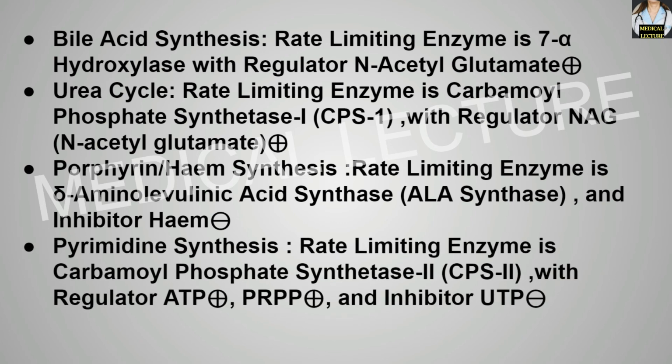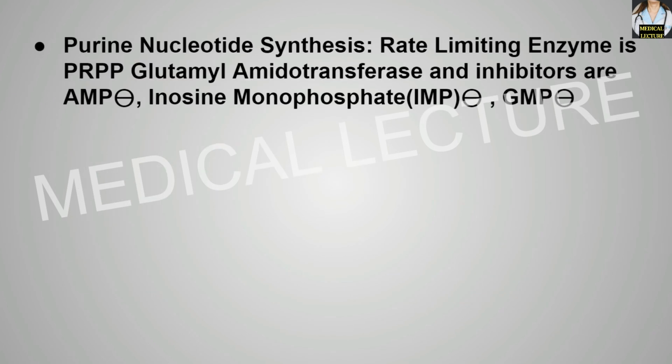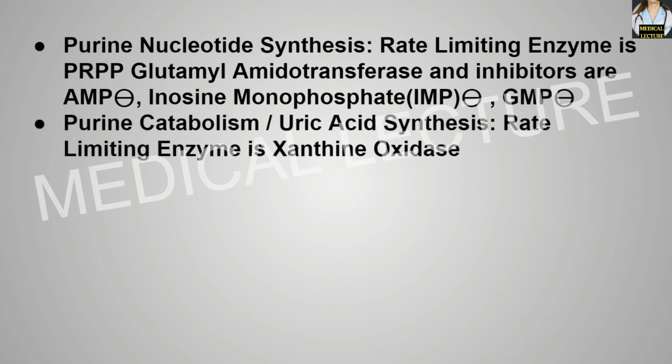In the pyrimidine synthesis pathway, the rate-limiting enzyme is the carbamyl phosphate synthetase 2 (CPS2) with the regulator or enhancer as the ATP and the PRPP, that is phosphoribosyl pyrophosphate, and the inhibitor is the uridine triphosphate. In the purine nucleotide synthesis, the rate-limiting enzyme is the phosphoribosyl pyrophosphate glutamine amidotransferase enzyme, and the inhibitors are the AMP, inosine monophosphate, and the guanosine monophosphate. In the purine catabolism or the uric acid synthesis, the rate-limiting enzyme is the xanthine oxidase.